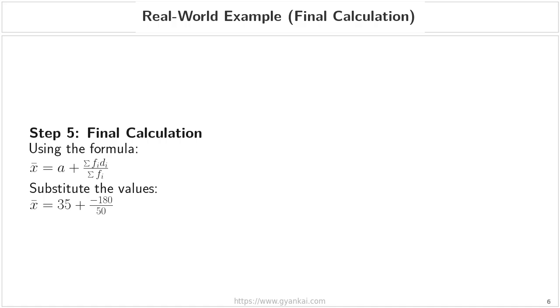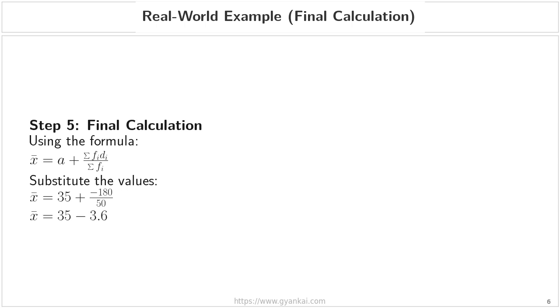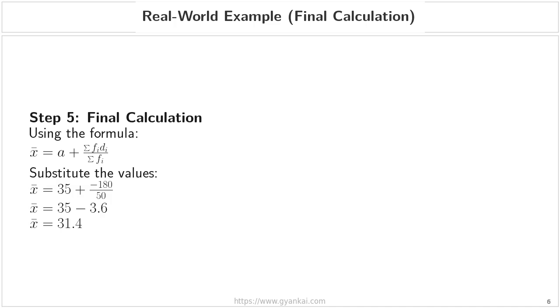Let's substitute the specific values we've worked with throughout this example. We'll take our assumed mean, which we chose as 35, and add it to the fraction where the numerator is negative 180 and the denominator is 50. When we perform the division, negative 180 divided by 50 gives us negative 3.6. So, our equation simplifies to 35 minus 3.6. Performing that final subtraction, we arrive at 31.4.